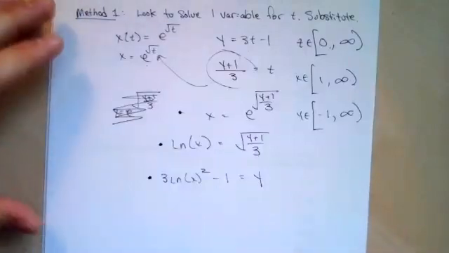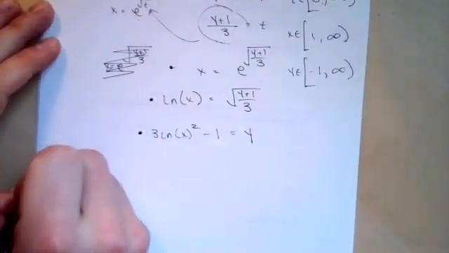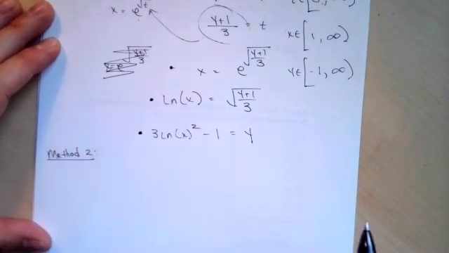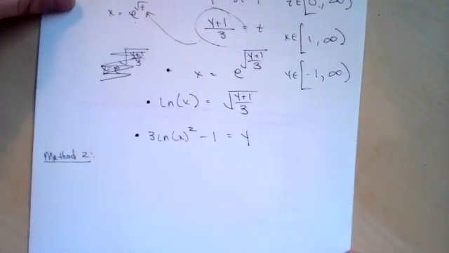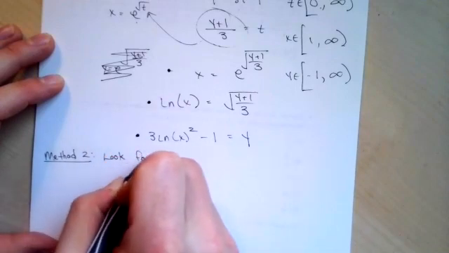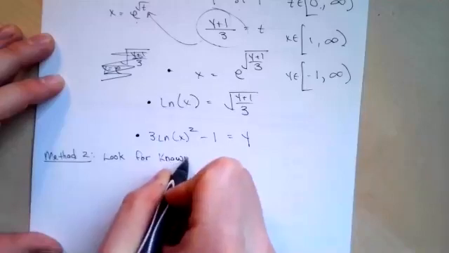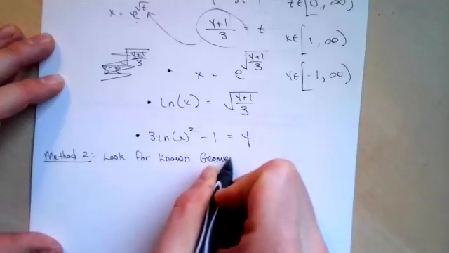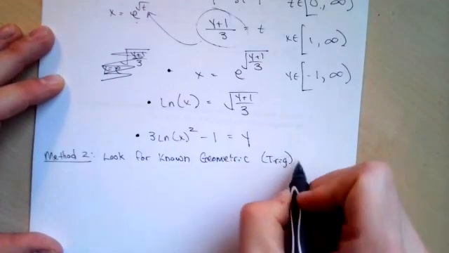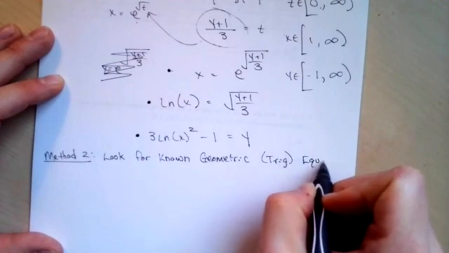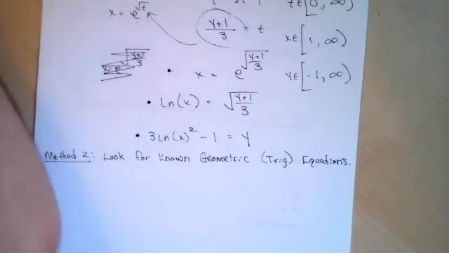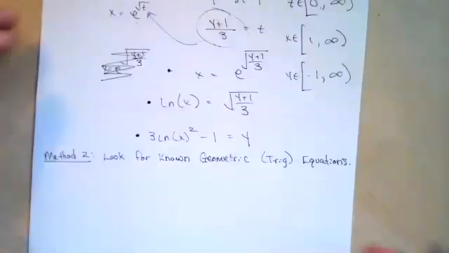Okay, I want to do one more example, and then we can jump into the calculus. And of course, the second method is kind of the same as the second method going the other direction. It's just we want to look for geometric and trig equations or relationships. So for example, here.